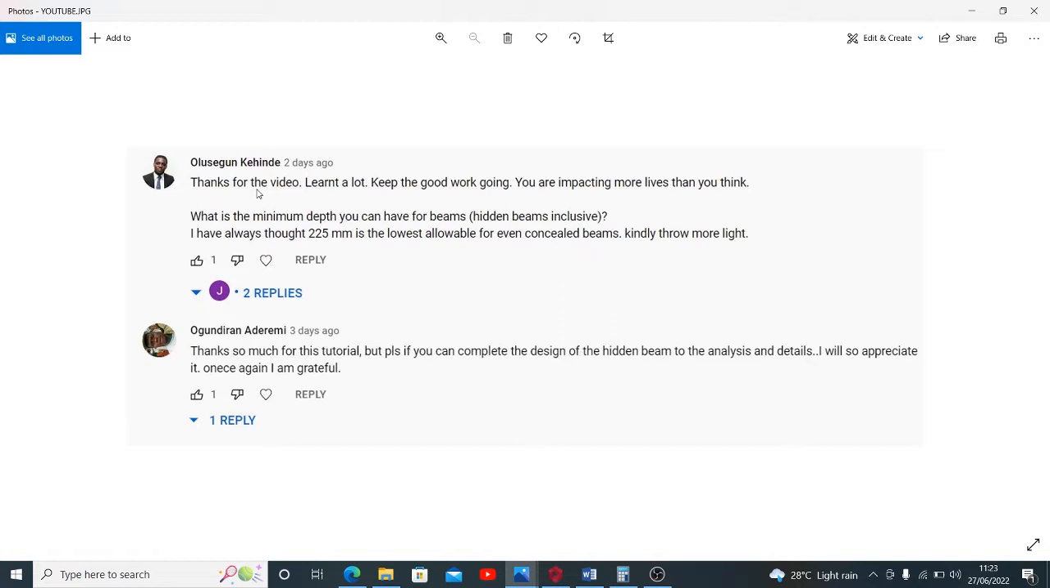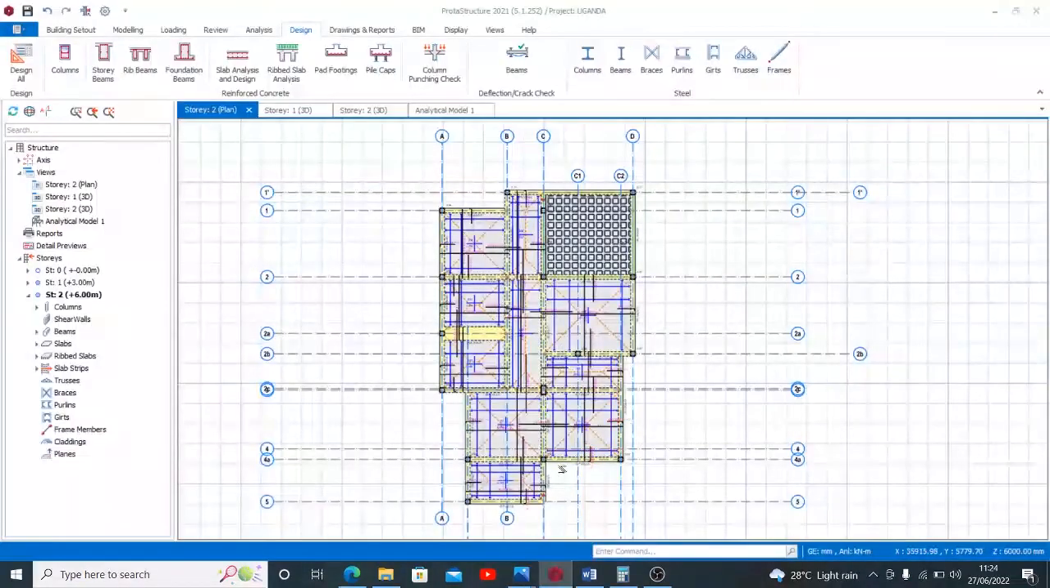That's hidden beams inclusive. I've always thought 225 is the lowest allowable for even concealed beams. Kindly throw more light. And that's exactly what I am here to do before I take Mr. Ogundin Raderemi's questions or feedback also. So let's get into this to throw more light, as Mr. Olusegun Kehinde has requested, and that will make me show you one or two things before I proceed.